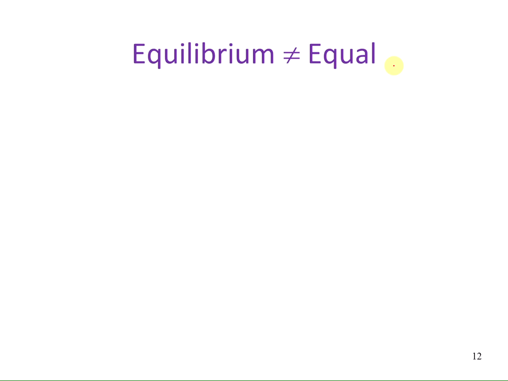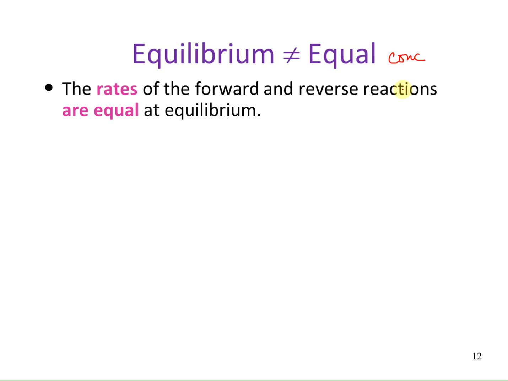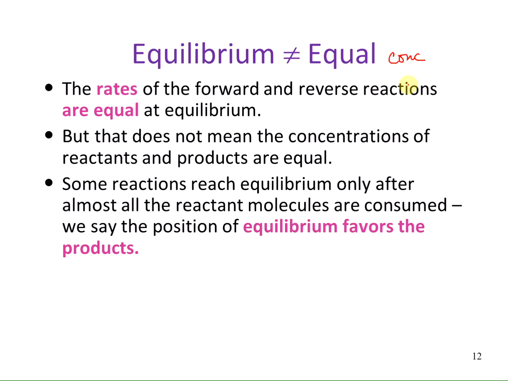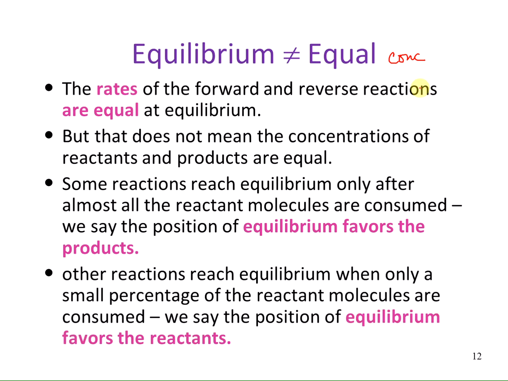Again, we want to remind you that equilibrium does not mean equal concentrations. The rates of the forward and reverse reactions are equal at equilibrium. That's what's equal. But it does not mean that the concentrations of reactants and products are equal. Some reactions reach equilibrium only after almost all the reactant molecules are consumed. We say the position of equilibrium favors the products. Other reactions reach equilibrium when only a small percentage of reactant molecules are consumed. In this case, we say the position of equilibrium favors the reactants.